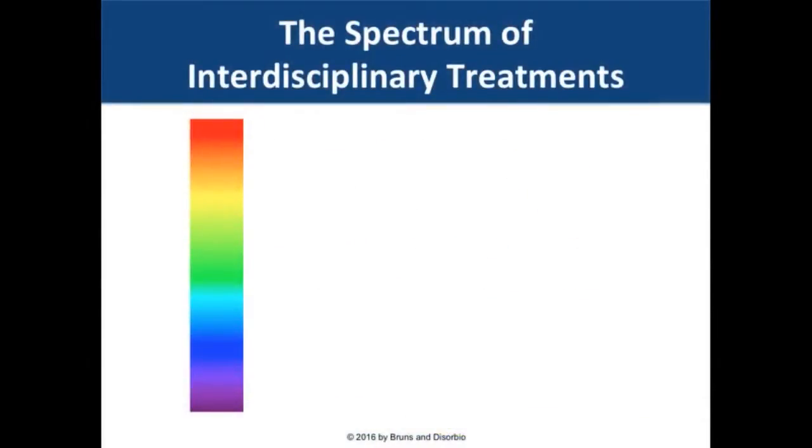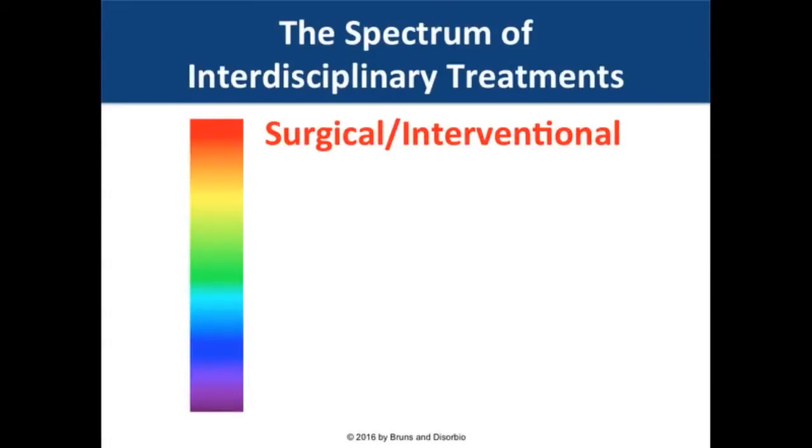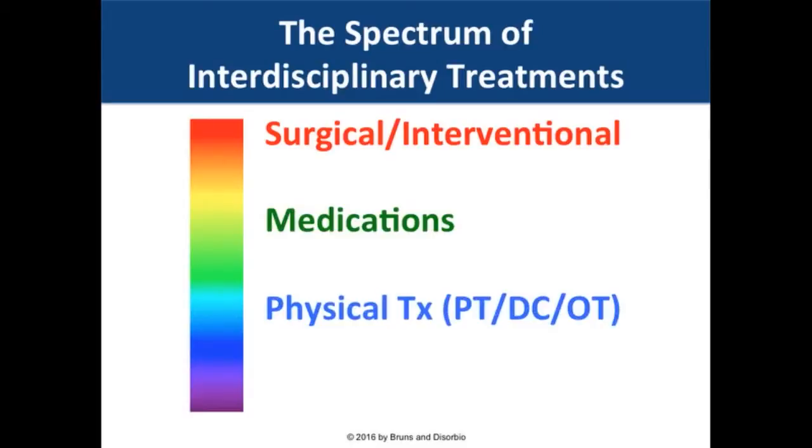There are surgical and interventional procedures, where a patient is taken into an operating room and procedures are performed. There are also a great variety of medications that can be provided to the patient. There are also a great variety of physical therapies, not just physical therapy proper, but also chiropractic, occupational therapy, massage, acupuncture, tai chi, and so on. Lastly, there is behavioral medicine.